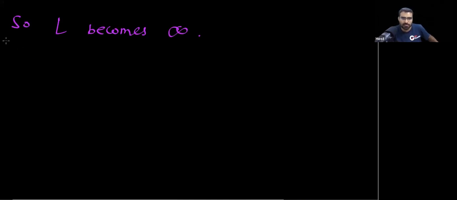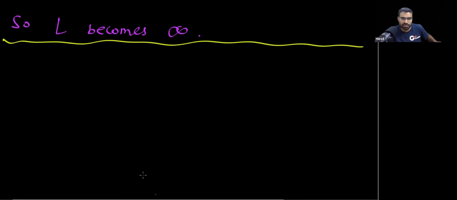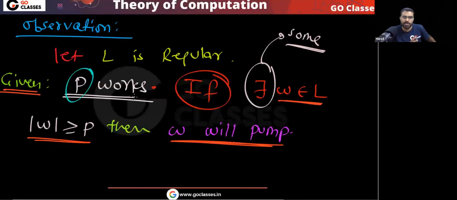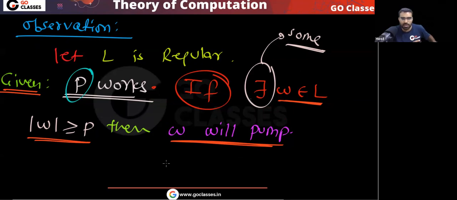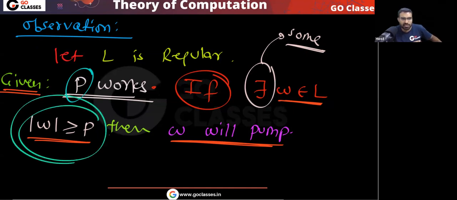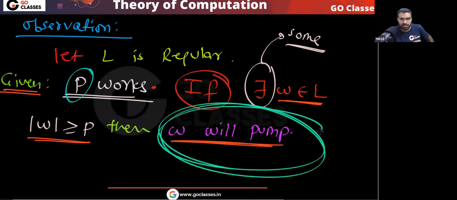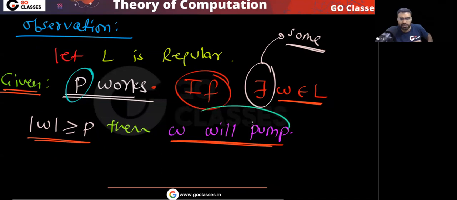So you tell me one thing. Okay, this is the conclusion. This observation, did you understand? See, if L is regular and it is given that P is working, it is already given to you that P is working. Now, if there is some candidate string, some string whose length is greater than or equal to P, then that string will definitely pump. And because this string is pumping, it will create infinite number of strings.